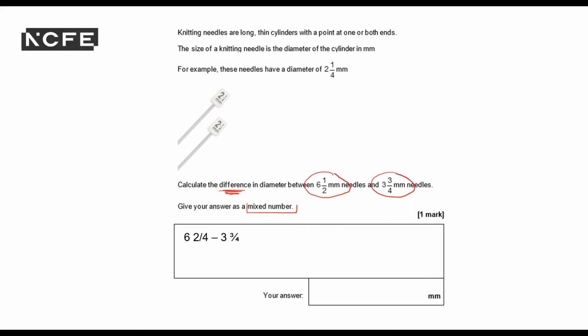I'm going to do 6 take away 3, that's going to give me 3 and 2/4. So I'm just going to write 3 and 2/4 there, and then I want to take away 3/4. So if I take away 2/4, then I'm just left with 3 take away 1/4. And if I want to take away 1/4, that's going to give me less than 3. So it's going to give me 2 3/4.